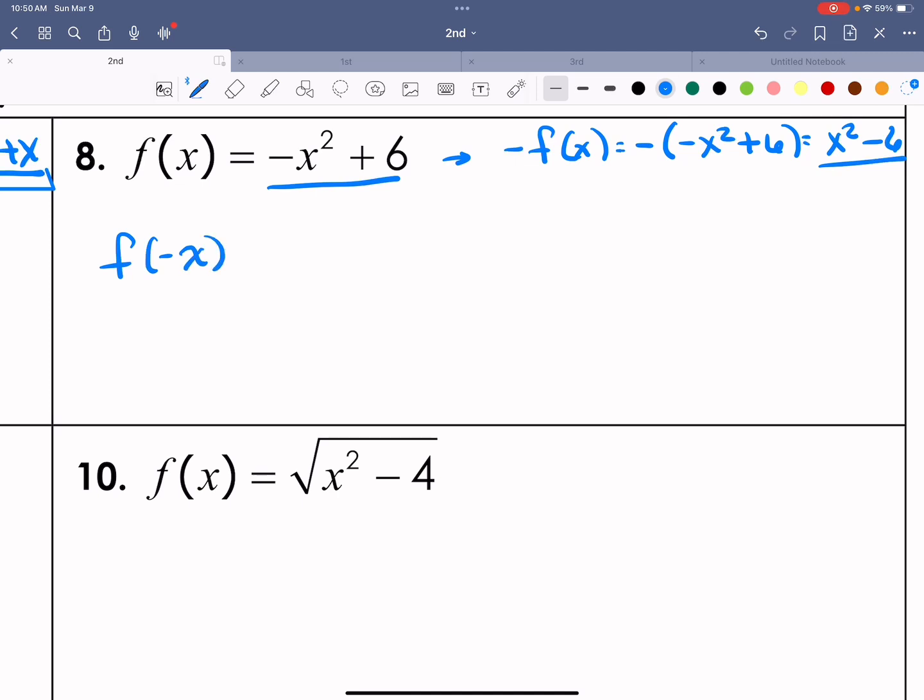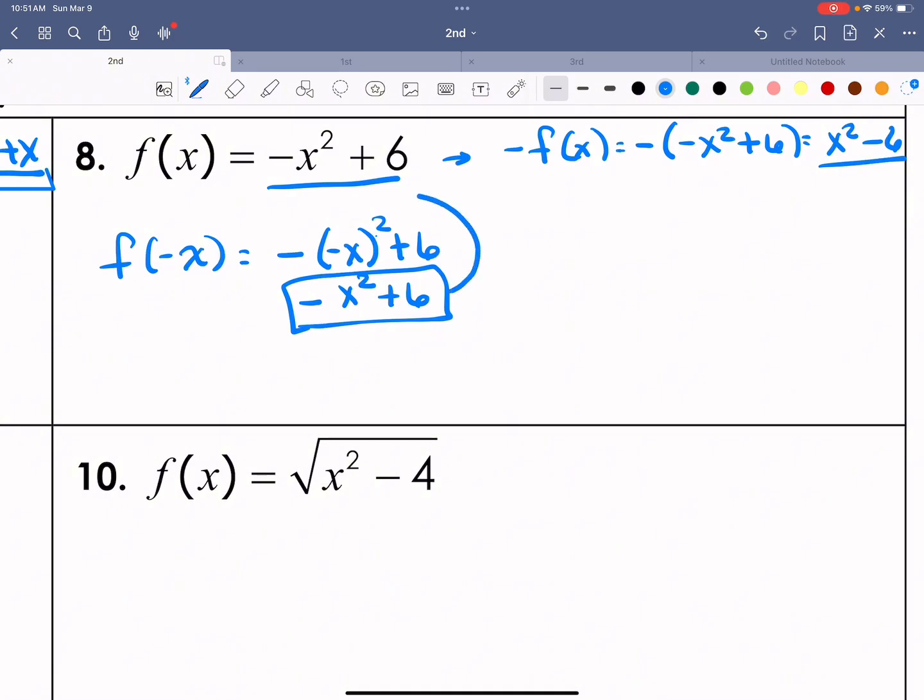Now, to test it, I'm going to insert negative x in for this. So I have negative x squared plus 6. All right, negative x squared is x squared, and then that negative here. So I have negative x squared plus 6. Which one does that match? It matches my original. Therefore, it is even with symmetry about the x-axis.